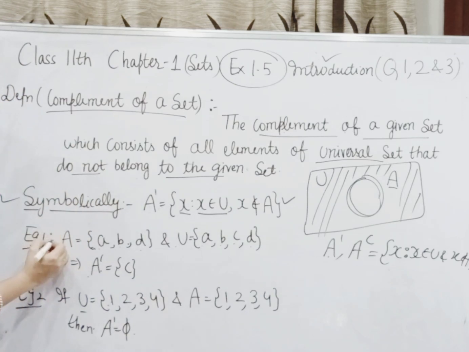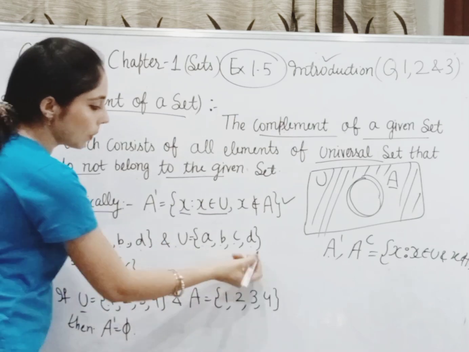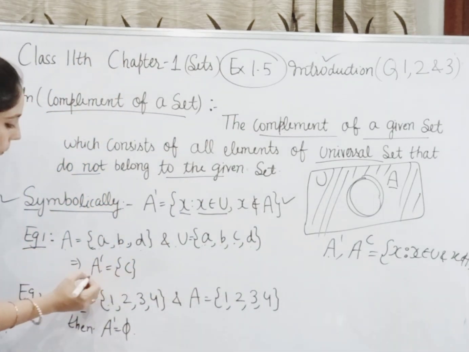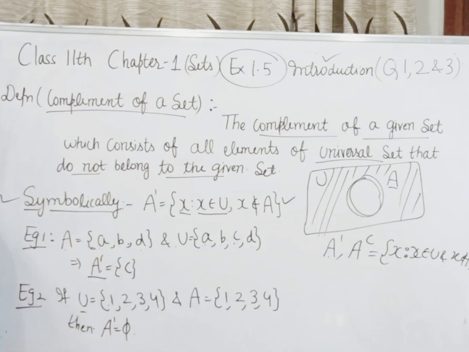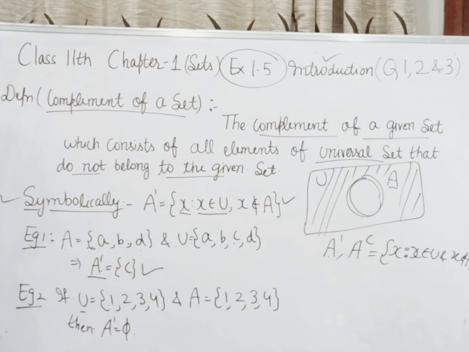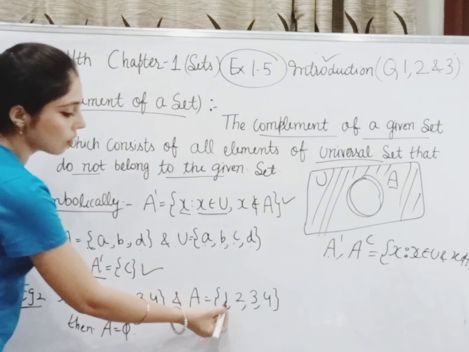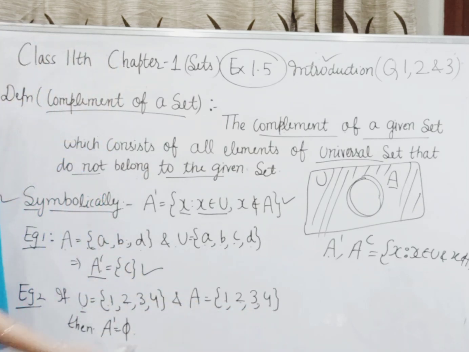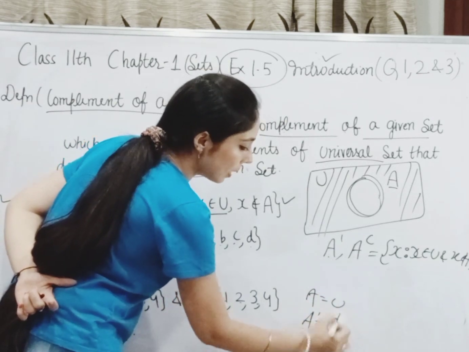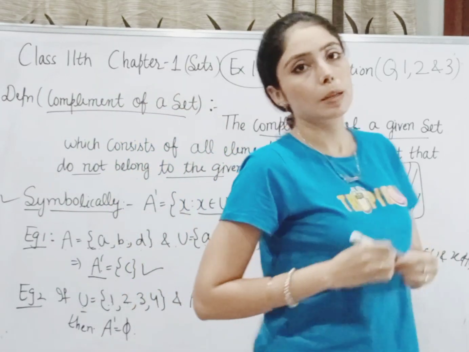Okay, let's take some examples. Let A be equal to {A, B, D} and U be the universal set which consists of A, B, C, D. So, what will be in the complement of A? This will contain only C because C is not in the set A. Second, U is equal to {1, 2, 3, 4} and A is equal to {1, 2, 3, 4}. Here A is equal to U. So, what will be in the complement? This will contain no element, so this set will be empty.